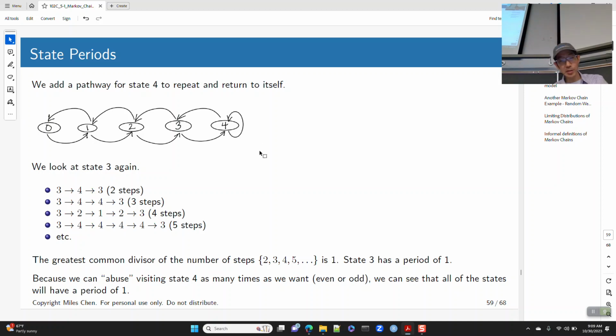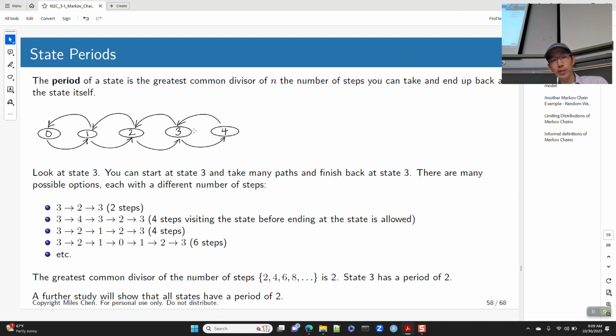And so in this case, the greatest common divisor for all of these steps is 1, and we would say we have a period of 1.